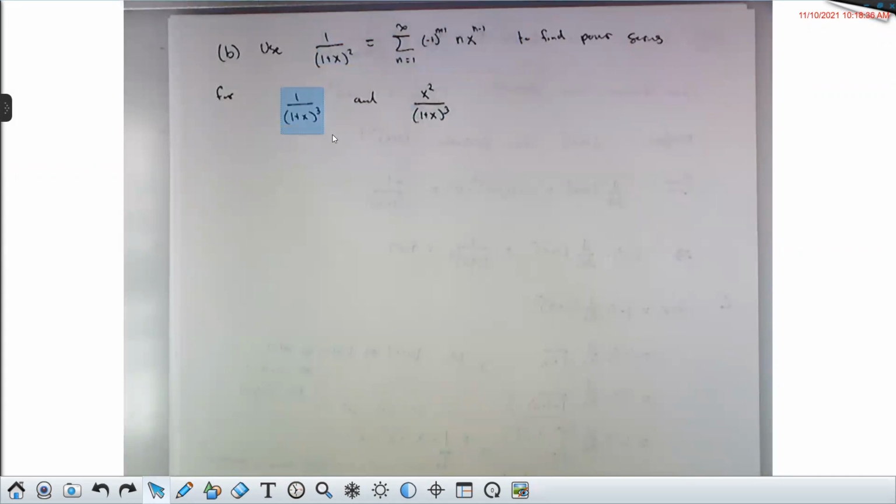How do you think we're going to get the series for 1 over 1 plus x all cubed from the series for 1 over 1 plus x all squared? Any guess on the relationship between 1 over 1 plus x squared and 1 over 1 plus x cubed? Think power rule.